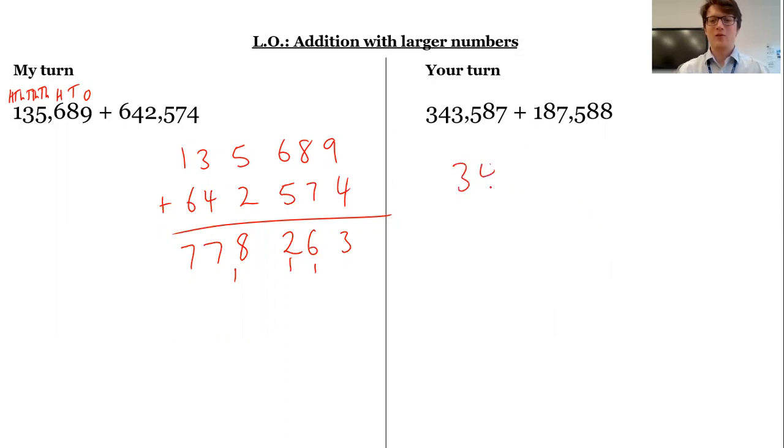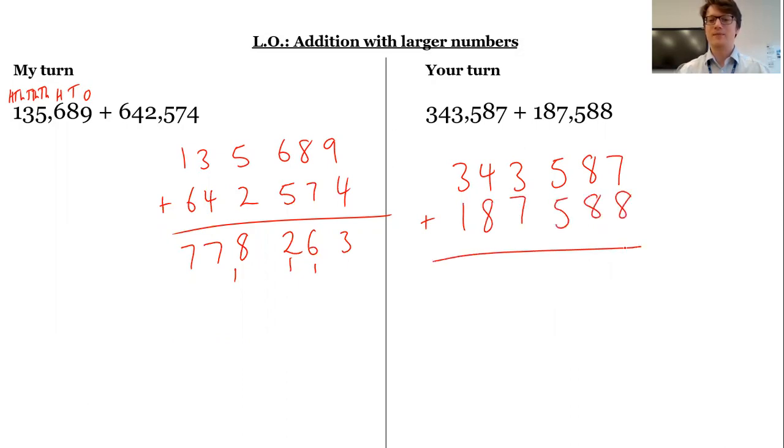So here we go, 343,587. Good practice as well just to say these out loud. 187,588. Here we go, 7 and 8 is 15. 8 add 8 is 16, add that 1 gives me 17, regroup. 5 and 5 is 10, add the 1 gives me 11. 3 and 7 is 10, add the 1 gives me 11. 4 and 8 is 12, add the 1 gives me 13. And 3 and 1 is 4, add the 1 gives me 531,175.